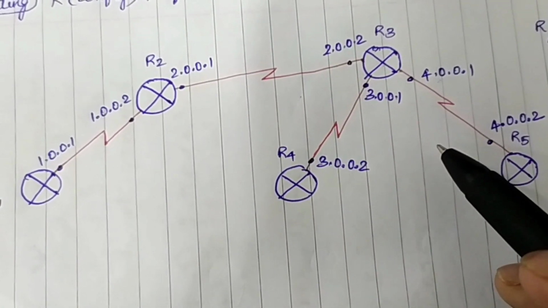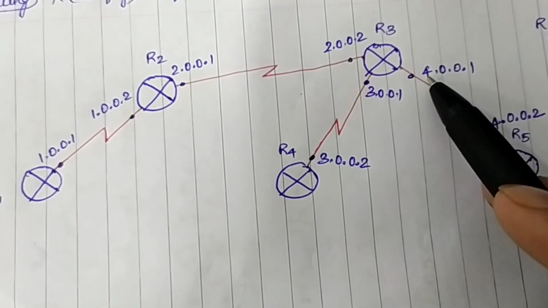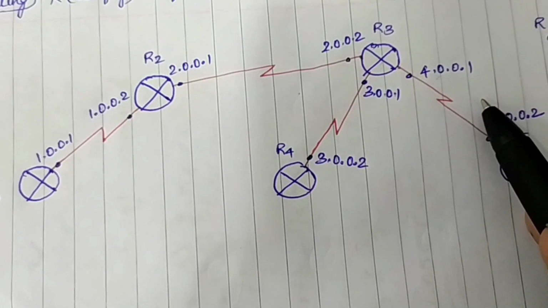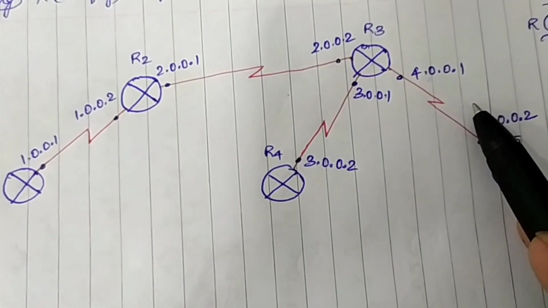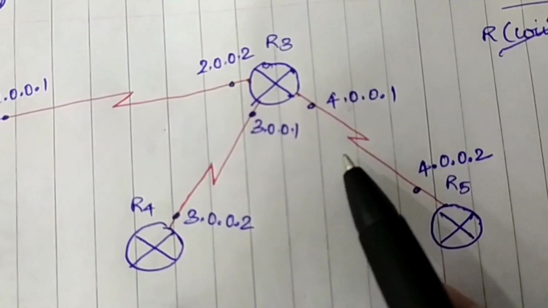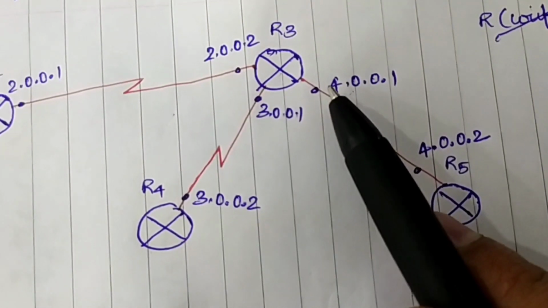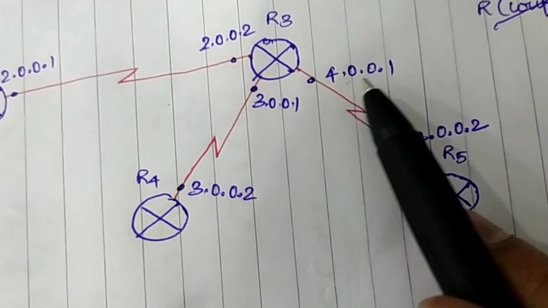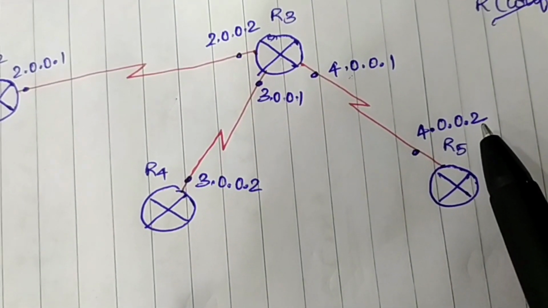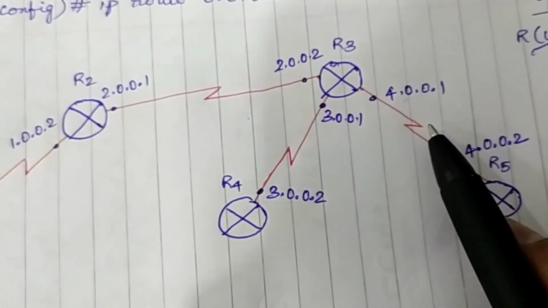Here I assigned these on my own. Sometimes in the question paper they will give the network ID. For example, for this particular link they will give the network ID 4.0.0.0. If they give 4.0.0.0 for this link, then you have to take one side of this link as 4.0.0.1 and the other side as 4.0.0.2. Like that, you have to assign according to the values given in the question.